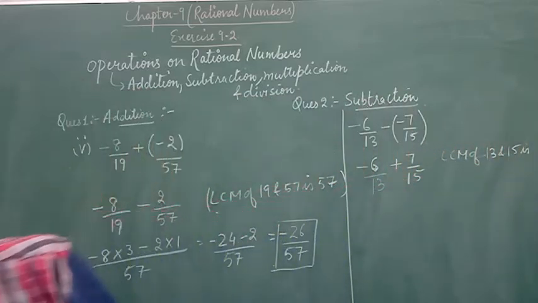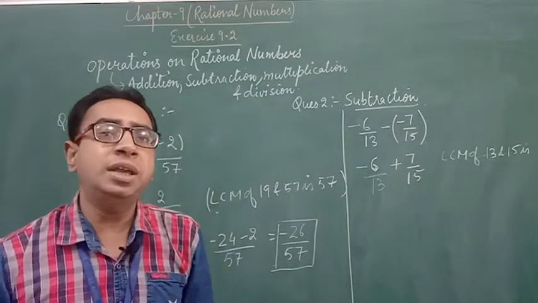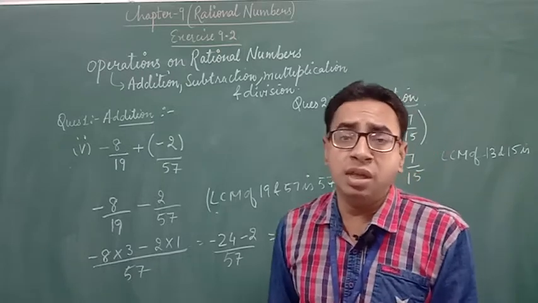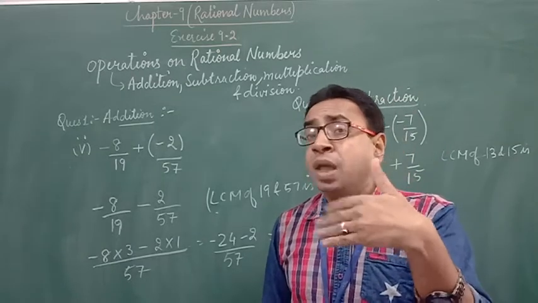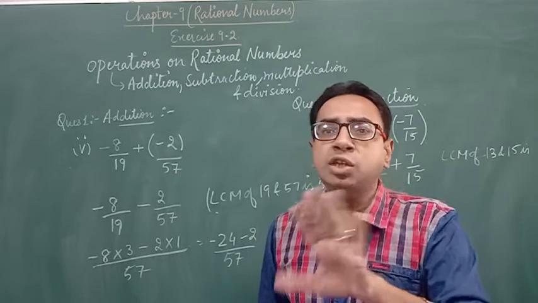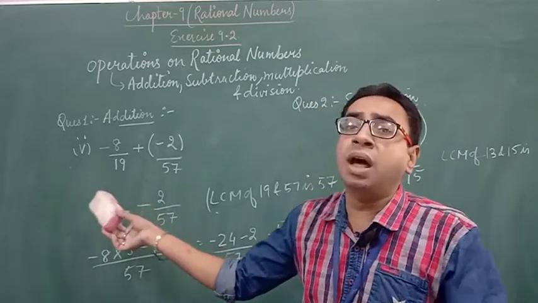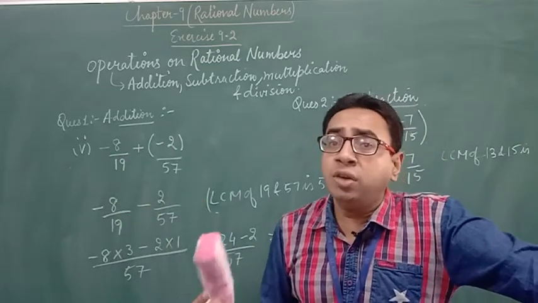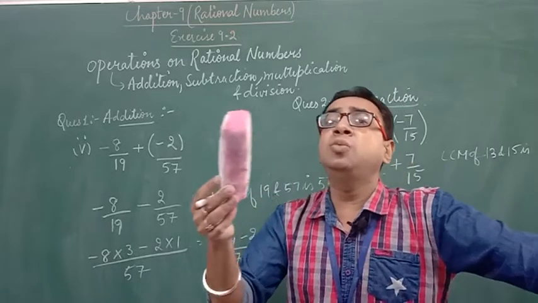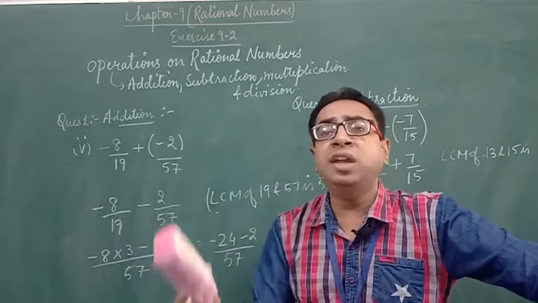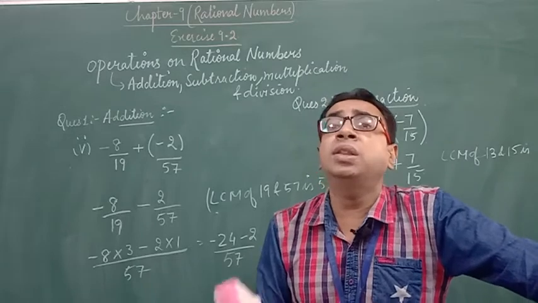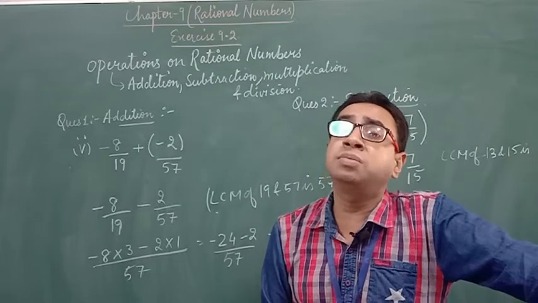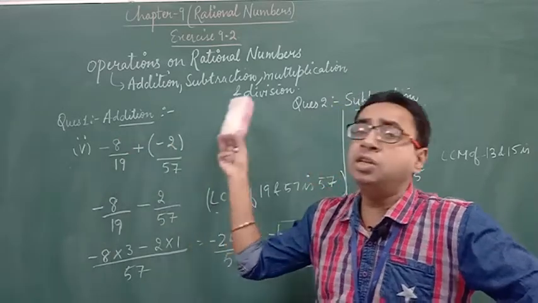How do we multiply? Do remember, children, in case of multiplication and division, we need not have like terms, or like fractions or like rational numbers. Why? Because multiplication is not dependent on the like or unlike terms. It's not related to it. In case of multiplication or division, we multiply the numerators and then we multiply the denominators and we get the answer. So we don't depend on the likeness or unlikeness of the terms. Hence, multiplication and division is a much simpler concept as compared to addition and subtraction.